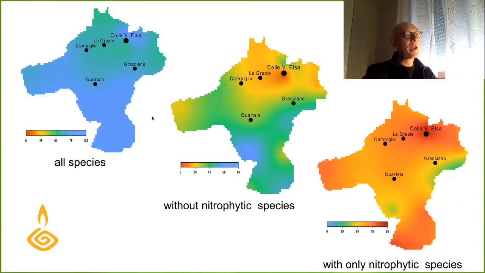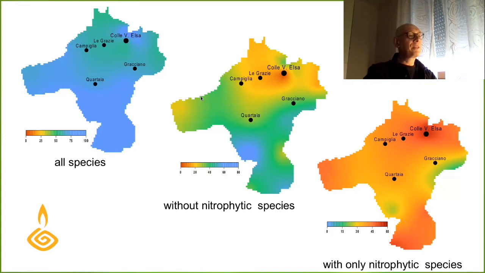But we were aware that this is not the case, because we know that there is some kind of pollution. We have a huge crystal factory here in Colle Valdelsa, which is known to release HF, which is known to be toxic to lichens.